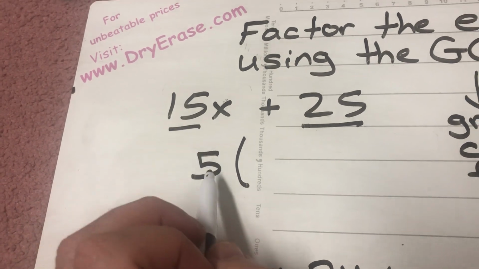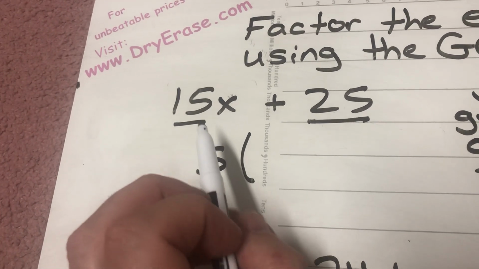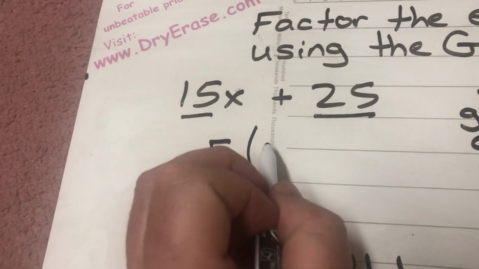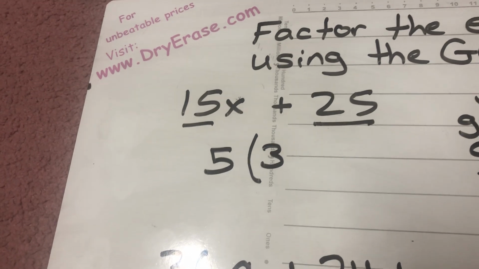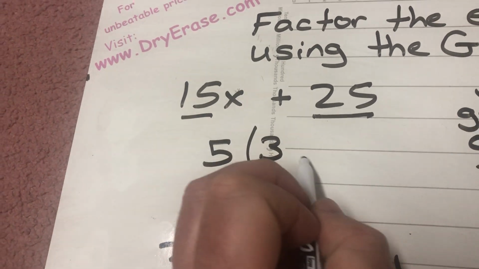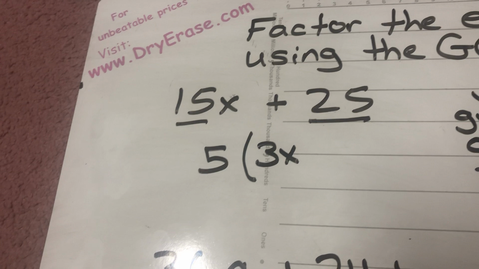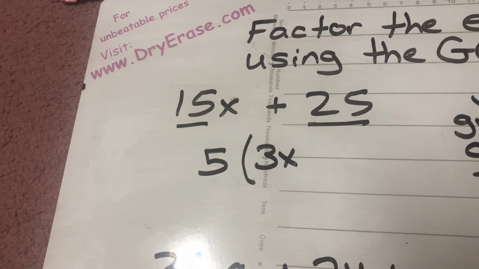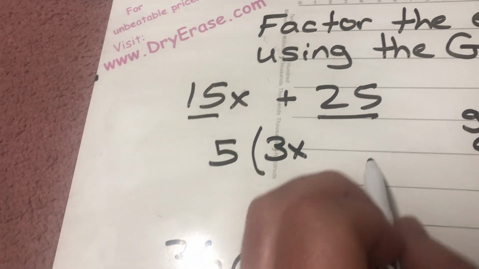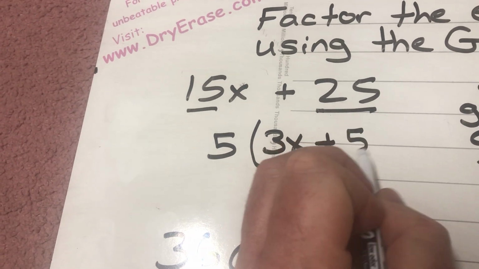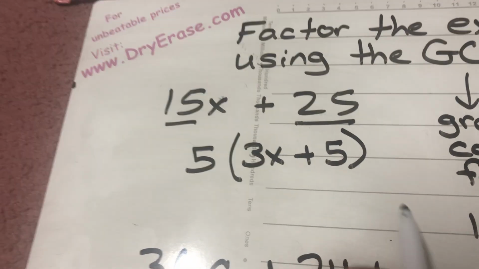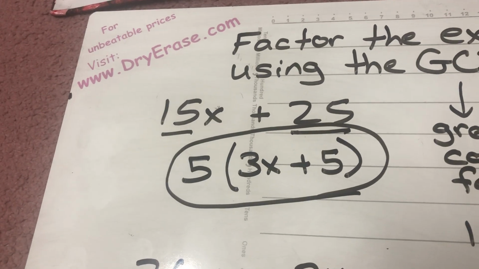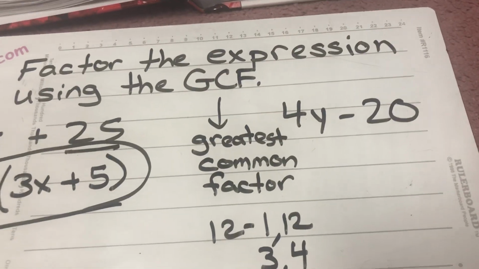Now I think, well, 15 divided by 5, or technically what I'm doing is 15x divided by 5. Well, 15 divided by 5 is 3. But since it's actually 15x, I need to include the 3x there. Then I'm doing a positive 25 divided by 5, and a positive 25 divided by 5 is a plus 5. And that's factoring the expression using the greatest common factor. That's all you're doing. Let's look at another one.